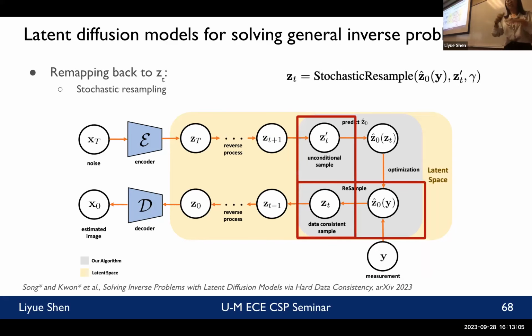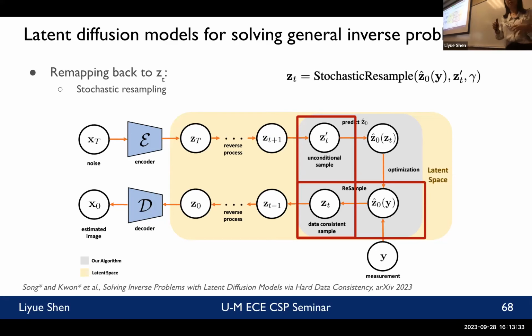And after this is just one sampling step. We need to go back to the sampling process and continue this sampling procedure with the latent diffusion model. So we will need to go back to the manifold of the ZT again. So in this way, this comes to one of the critical problems. So what we're doing here is the new approach we proposed called stochastic resampling.